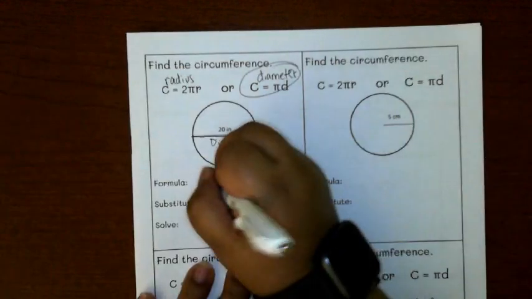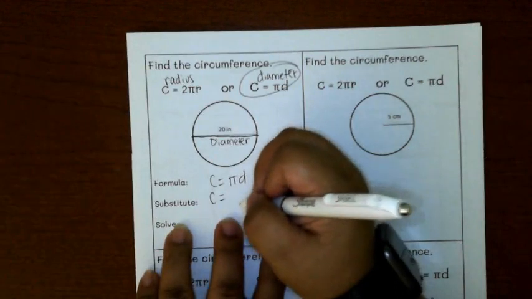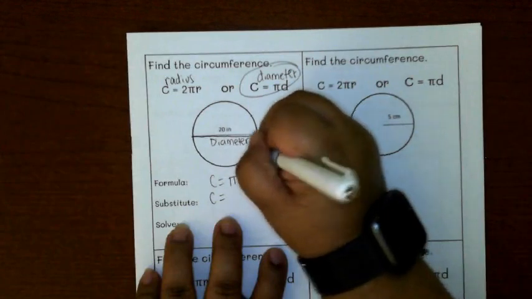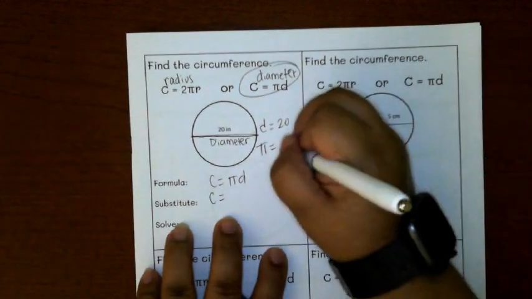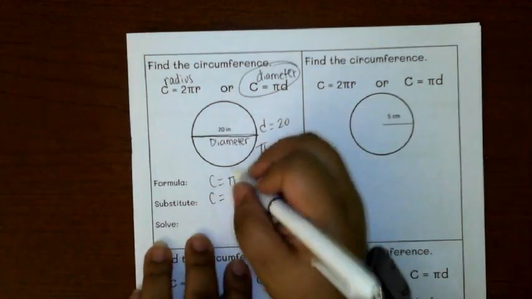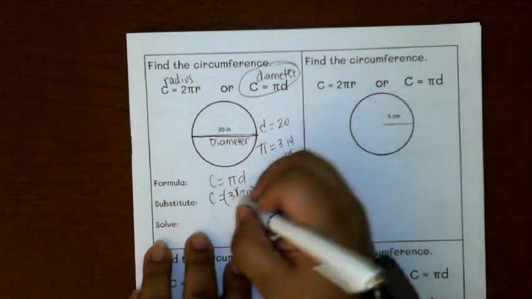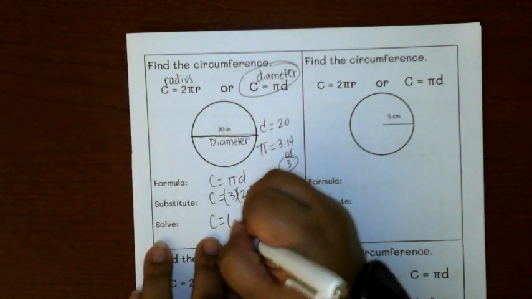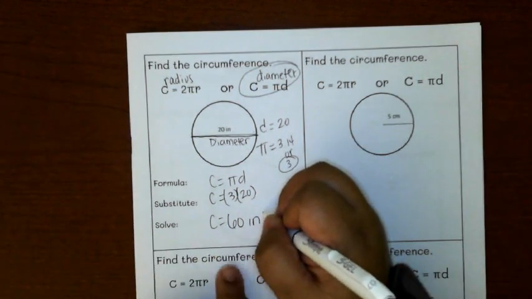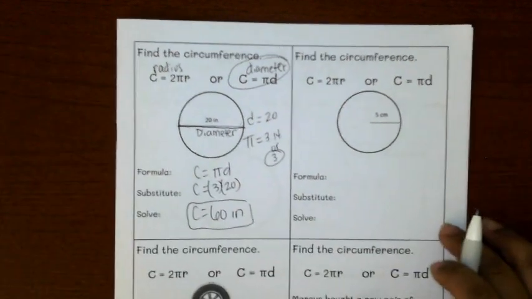C equals pi times diameter. Now we're going to substitute our information. Remember, diameter is 20. The other piece of information we need is pi, which can be 3.14 or 3. I'm going to use 3, okay? So 3 times diameter, which is 20. I know that 3 times 2 is 6, which is just going to be 60 once I add that 0, and this is inches. Now, because this is circumference, I'm done. All right. Now, let's do number 2, okay?